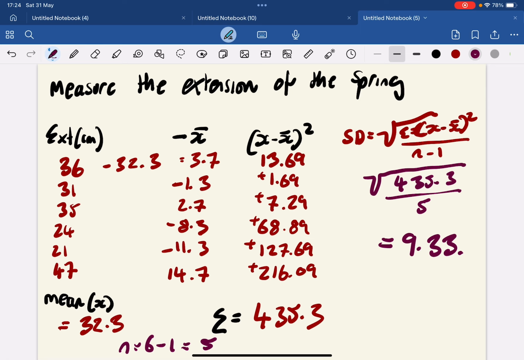We might talk about that in another video at some stage, but standard deviations are really important, especially when we look at error bars. It's quite a complex process, but for this number to be more reliable, it's got to be closer to 0, and 9.33 is a step away from that. If we had another set of results, we could compare those standard deviations and see which one is more reliable.